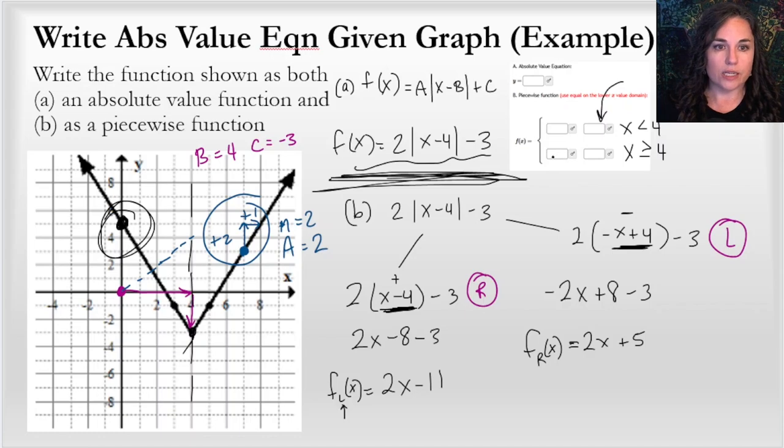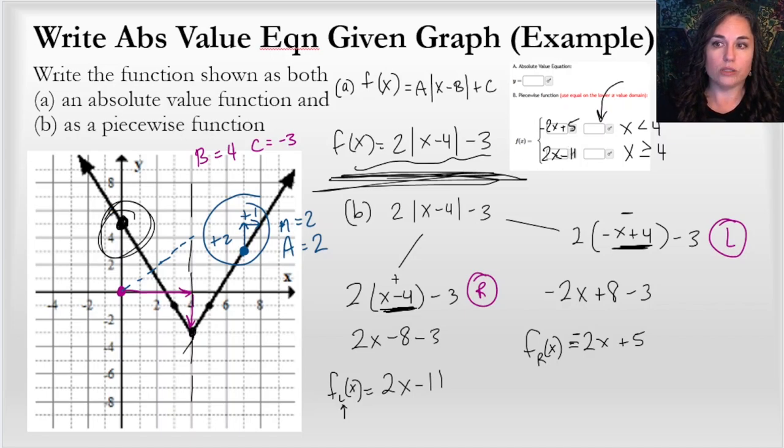When you fill this in up here, what do we get? Negative, did I leave the negative off? -2x plus 5 for the left part of the graph, and then a positive 2x minus 11 for the right part of the graph. Okay, so that's how you divide that up.